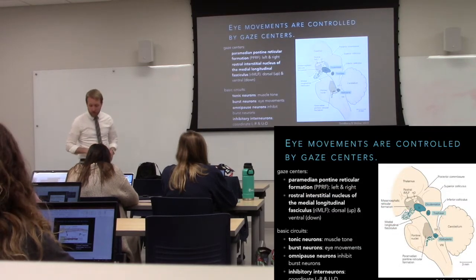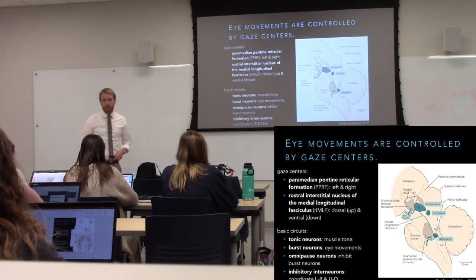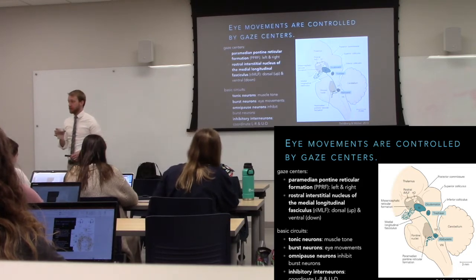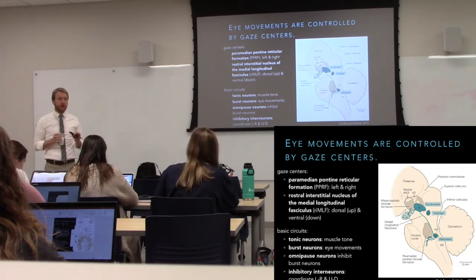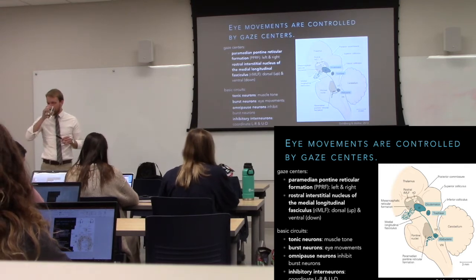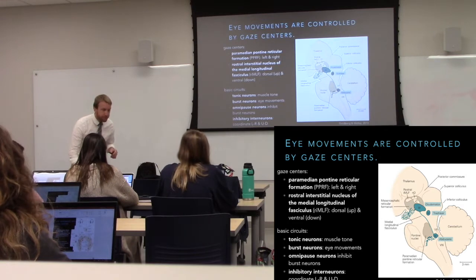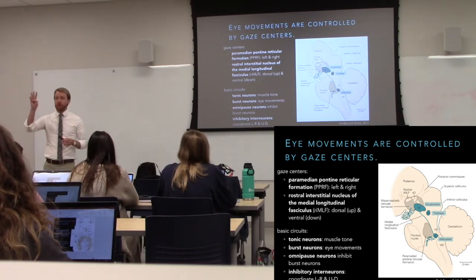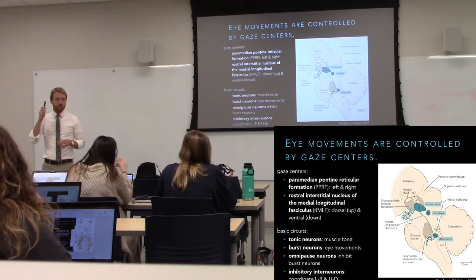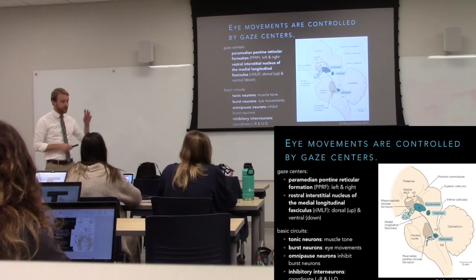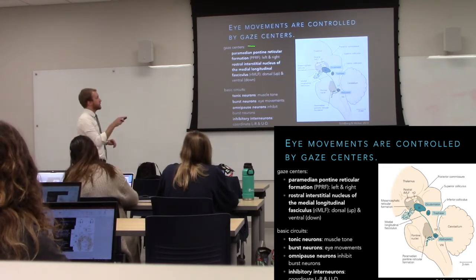The control of these muscles, of course, comes from the 3 cranial nerves, and those are going to be controlled by central pattern generators that we call gaze centers. These 4 centers control the direction of our gaze. Left, right, up, down. We have 4 gaze centers. 2 of them are concerned with left or right.